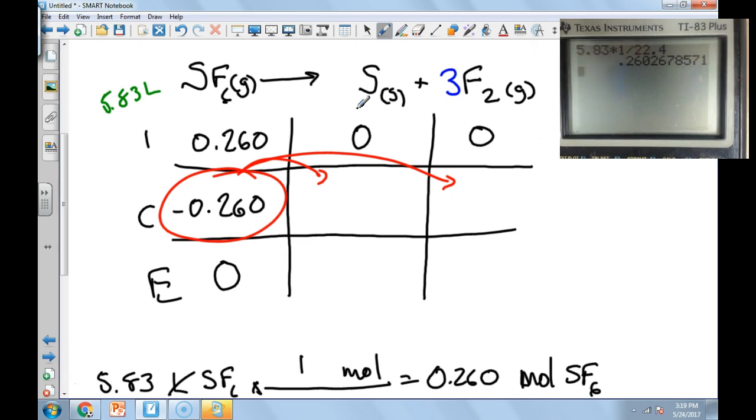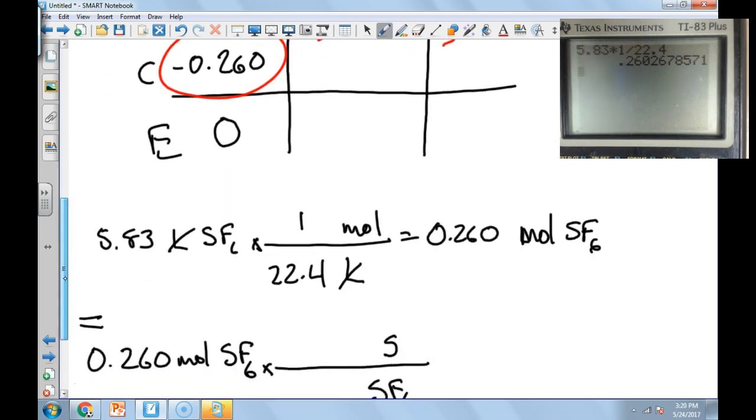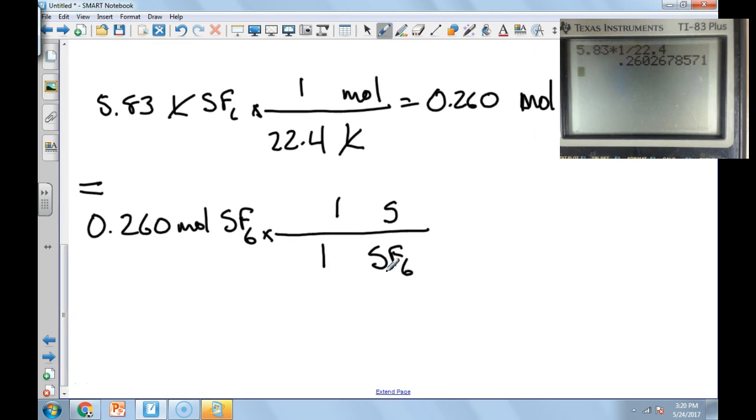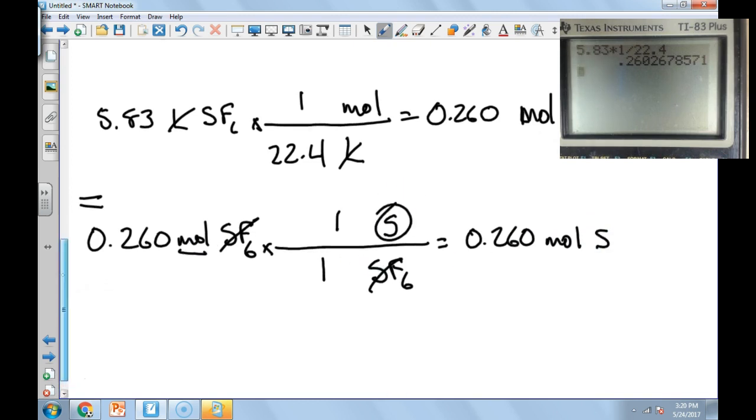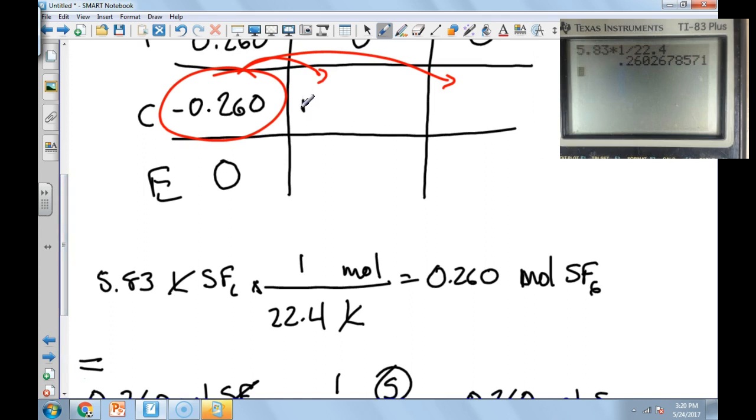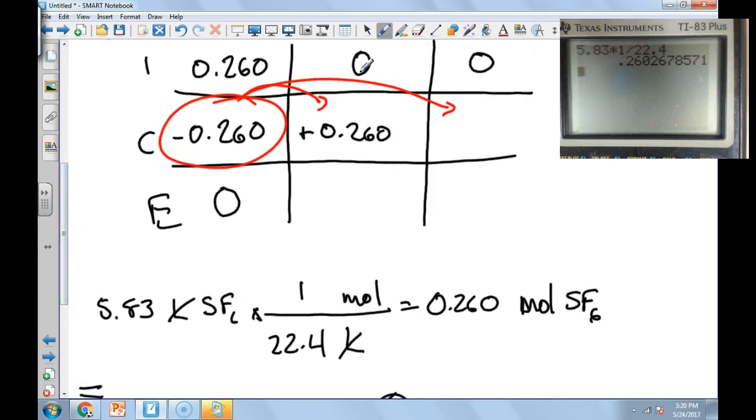So if we want to go from moles of something to moles of something else, we use the balanced chemical equation. And so here the ratio is 1 to 1. So I'm going to go down here, and I'm going to plug a 1 and a 1, and notice what happens. SF6 cancels out, and so now we get 0.260 moles of S. Okay, so now we go up here. So what we know is that we have made 0.260 moles of S more than what we started with. So we have added that many moles because we've made it.